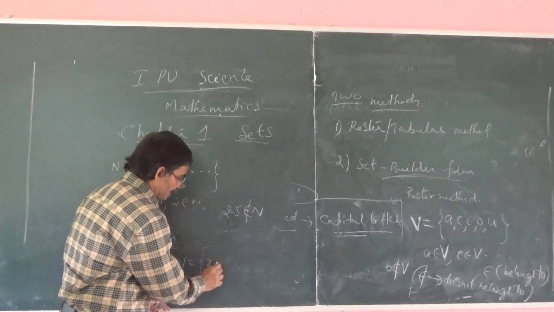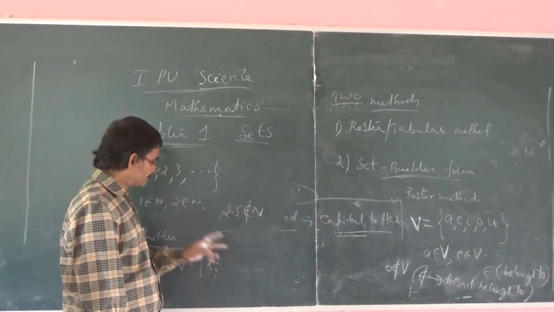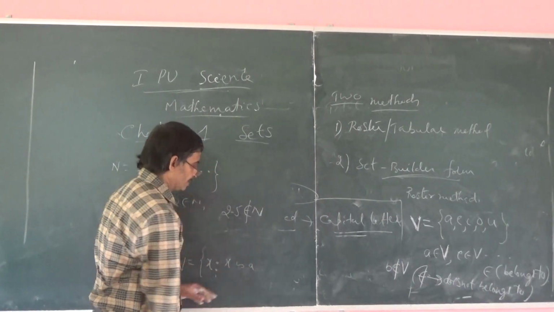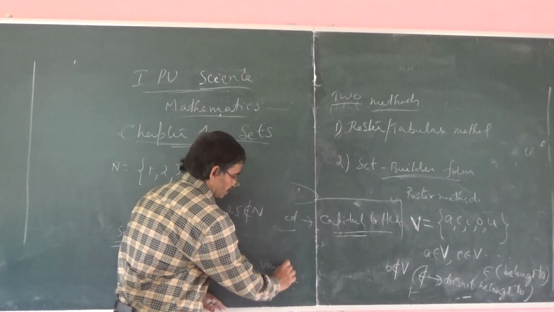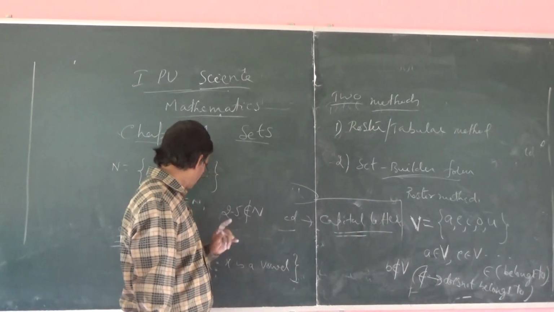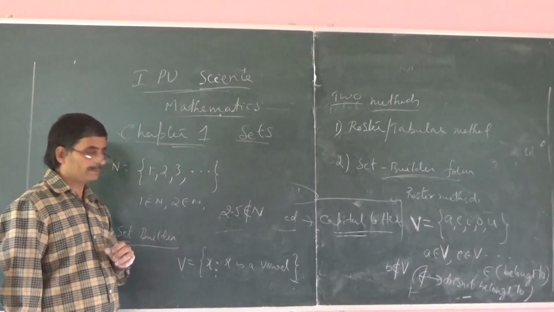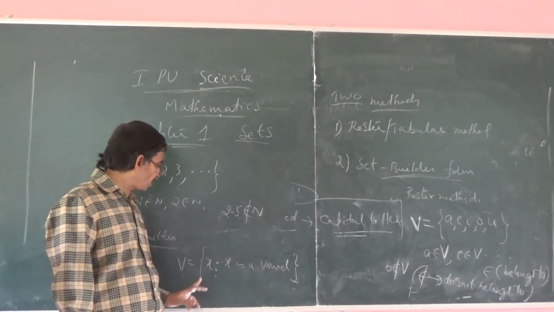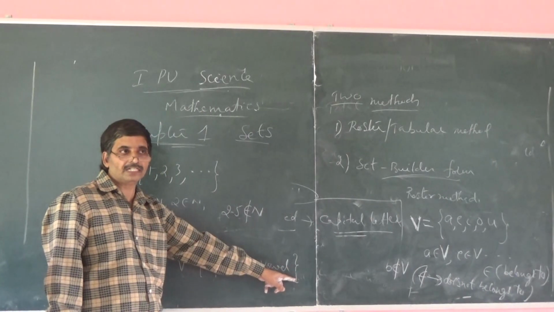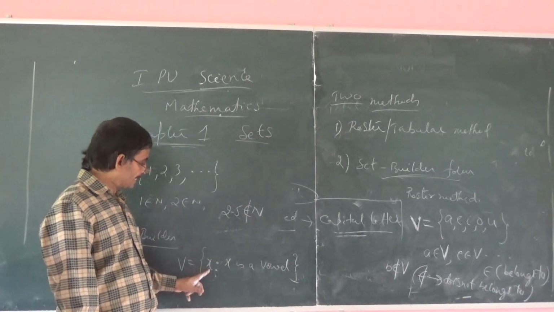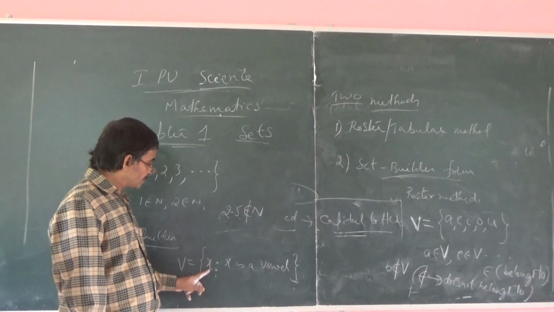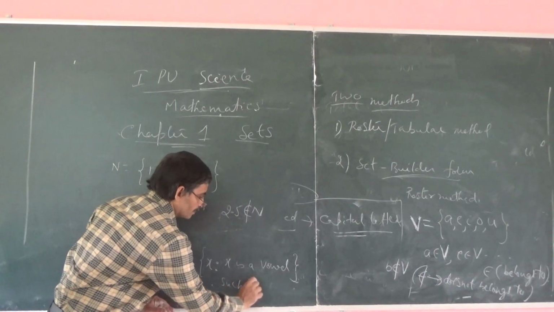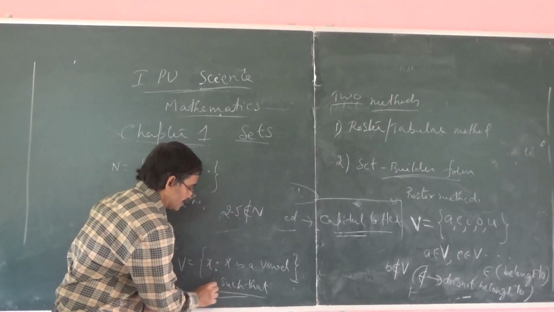x such that x is a vowel in the English alphabet. So how is it read? When you give these braces, it means set of all. Within braces means set of all. x colon means set of all x such that. Colon stands for such that.